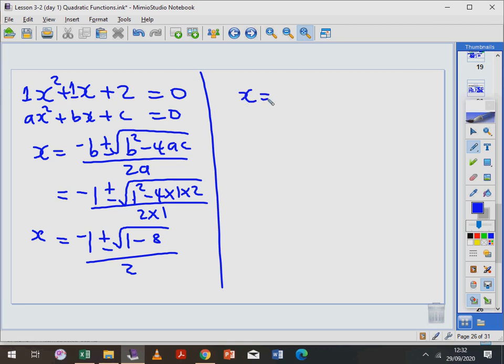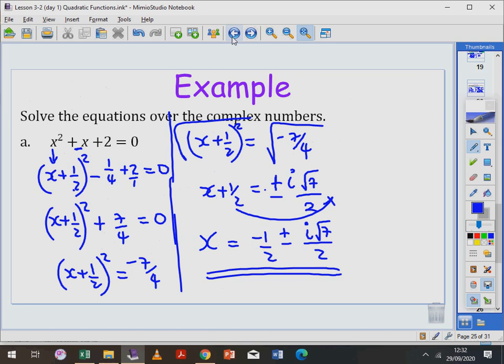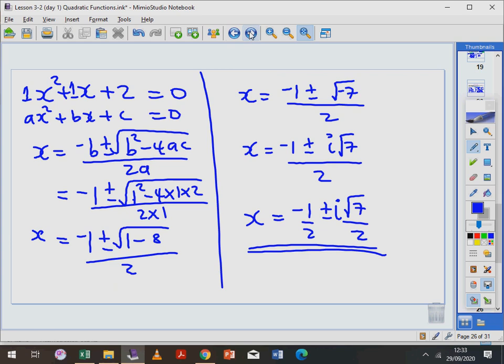Negative 1 plus minus square root of negative 7 over 2, and I end up with the same thing, because square root of negative 7 is i root 7, because of the negative, over 2. If you want, you can write it as negative 1/2 plus or minus i root 7/2. So, don't forget the i. Which one is simpler for you is the one that you use. I personally prefer this one, but I know some people do not like it with a passion. So, go ahead and use the one that's simpler for you.